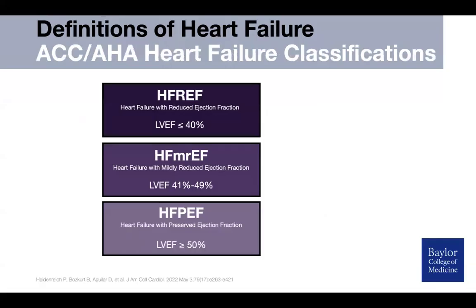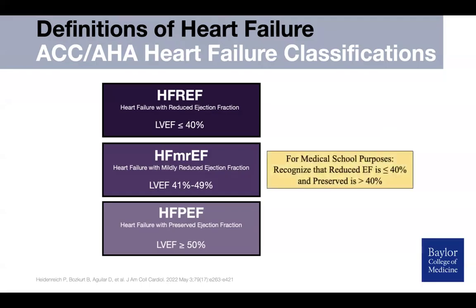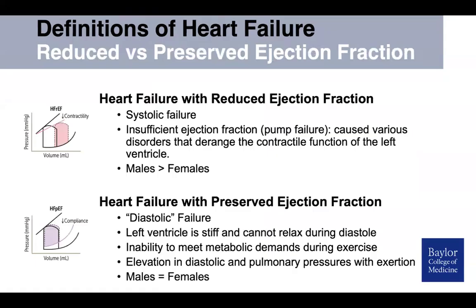The most recent guidelines published in 2022 had three different stratifications for heart failure. One was heart failure with reduced ejection fraction, an LVEF, left ventricular ejection fraction less than 40%, heart failure with mildly reduced ejection fraction, 41 to 49%, and heart failure with preserved ejection fraction, EF greater than 50%. So for medical school purposes, recognize that reduced EF is less than 40% and preserved, for the most part, has been greater than 40%. So we look at heart failure with reduced ejection fraction or HFrEF.